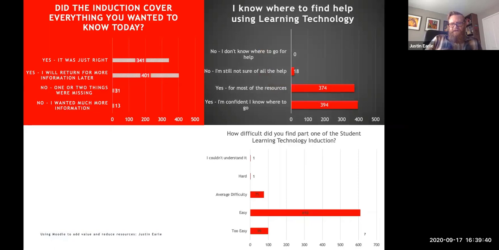We did get very good feedback, however. So we asked, did they get everything they wanted to know? And most people responded yes. We also asked, do you know where to find help? Again, a very important thing for students moving forward. And the vast majority of them said yes, they knew where to find the help afterwards. And the difficulty was rated as easy, with a few saying too easy, and a few average difficulty.